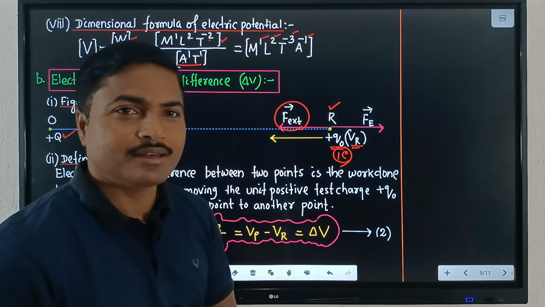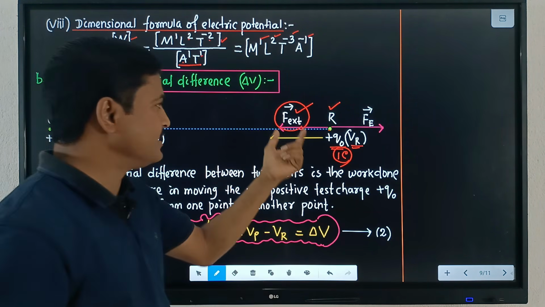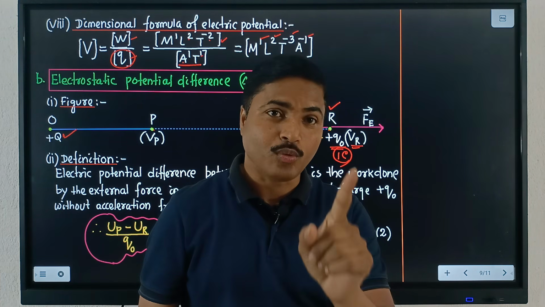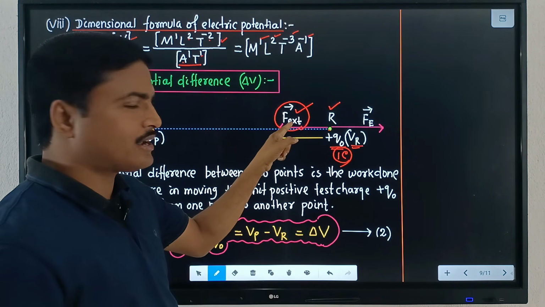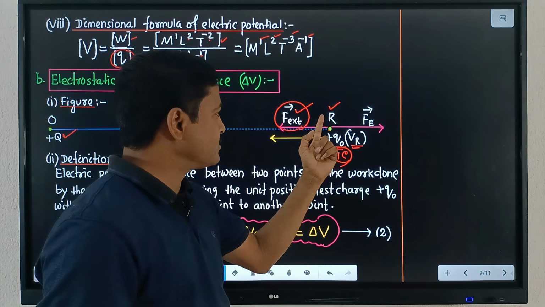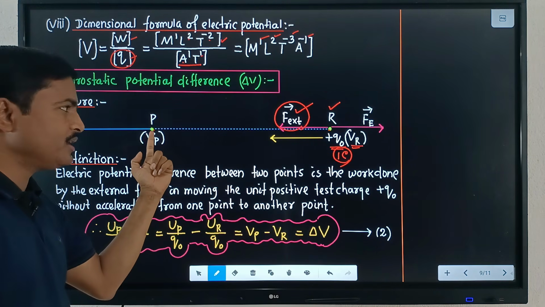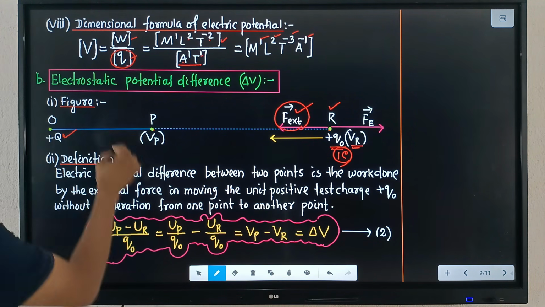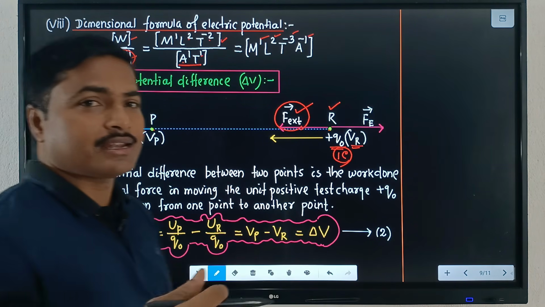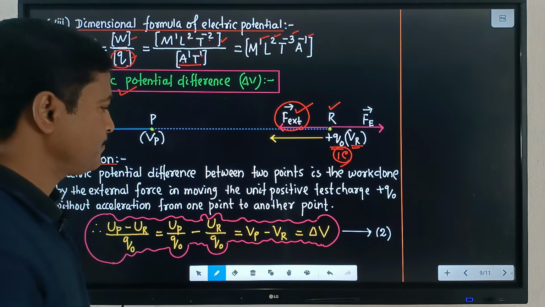Now, by the external force, the unit positive test charge starts to move from R to P. So the displacement is there, force is also there, and work is done by this external force. That work done by this external force, when the unit positive test charge moves from point R up to point P, is known as the electrostatic potential difference between point P and R. Clear?